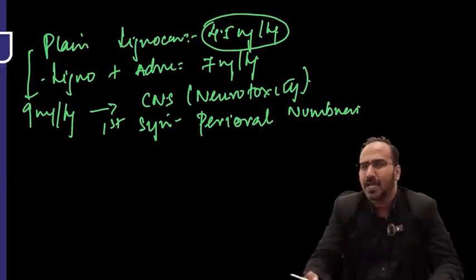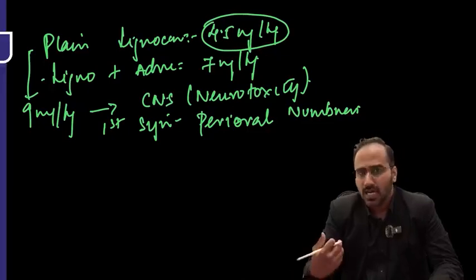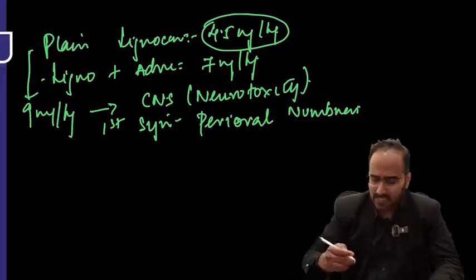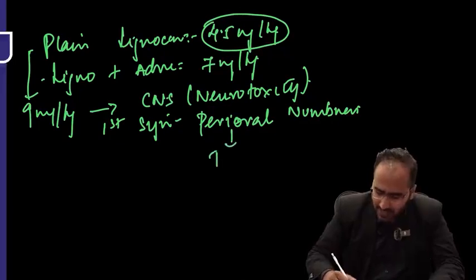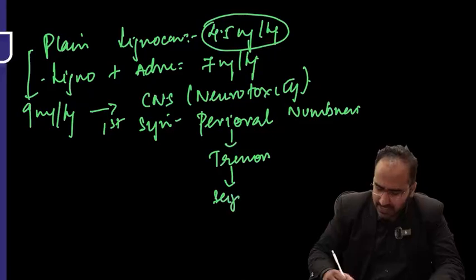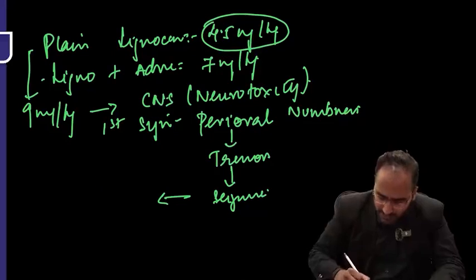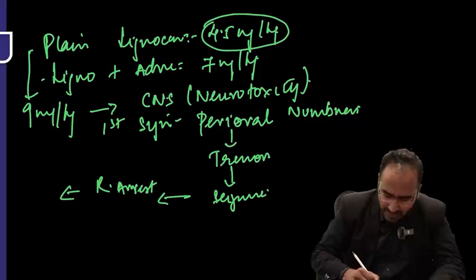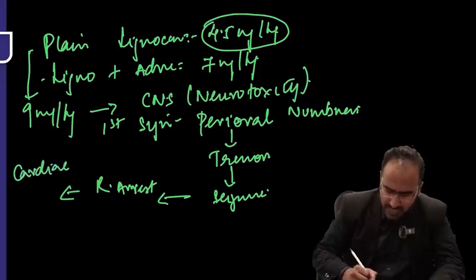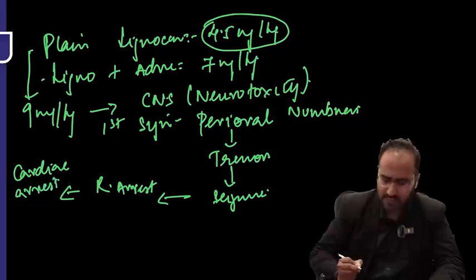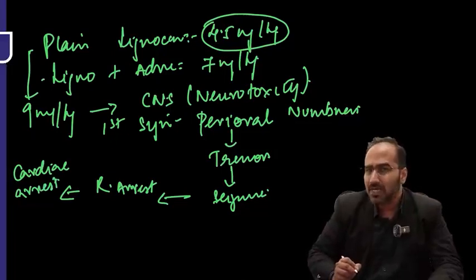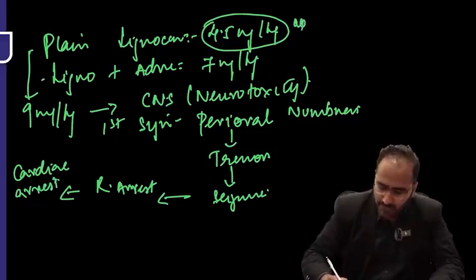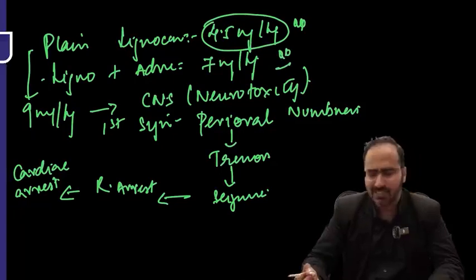If you neglect that perioral numbness, saying to the patient that it is normal, then slowly the patient will land up in tremors. From tremors, he lands up in seizures. From seizures, if you don't manage, the patient will land up in respiratory arrest, ultimately leading to cardiac arrest. So remember, the dose of plain lignocaine is 4.5, and with adrenaline, this is the dose.